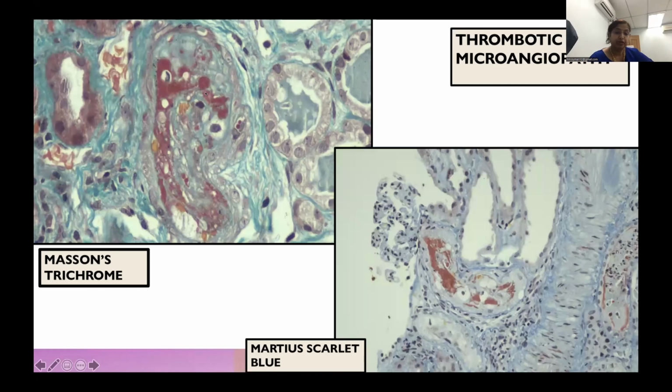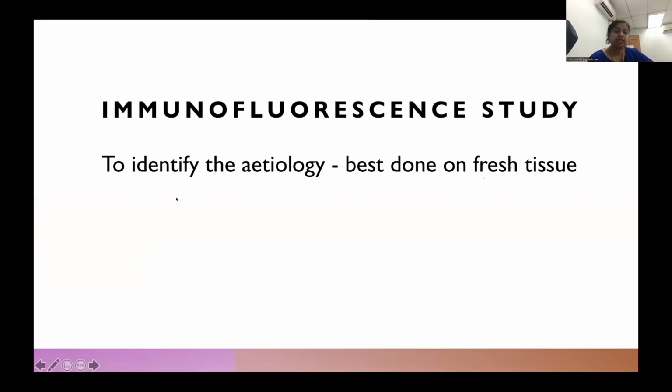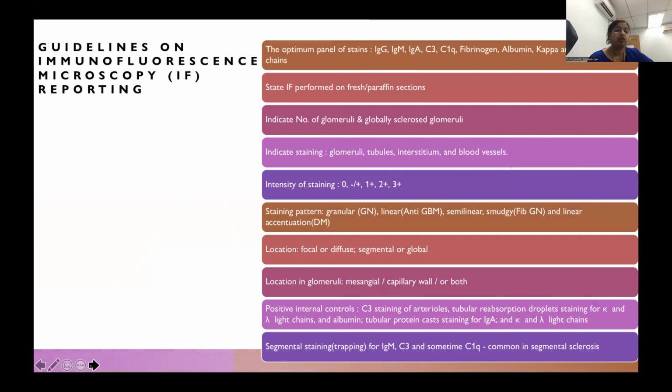This is a Masson's trichrome and an MSB stain that can really help you identify TMA. So you can see how it highlights the TMA component. Immunofluorescence studies are very important because you want to identify the etiology. This is best, as I told you earlier, done on IF tissue.